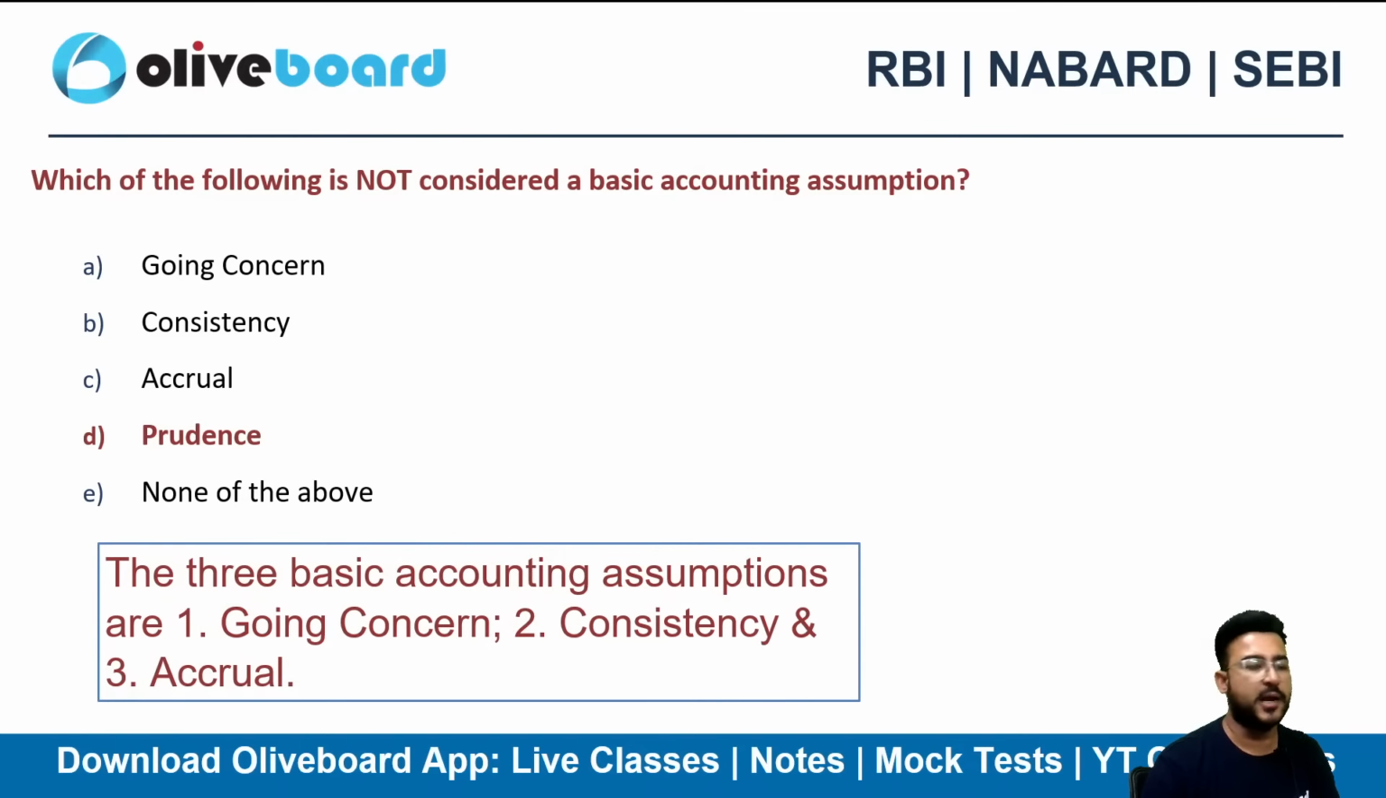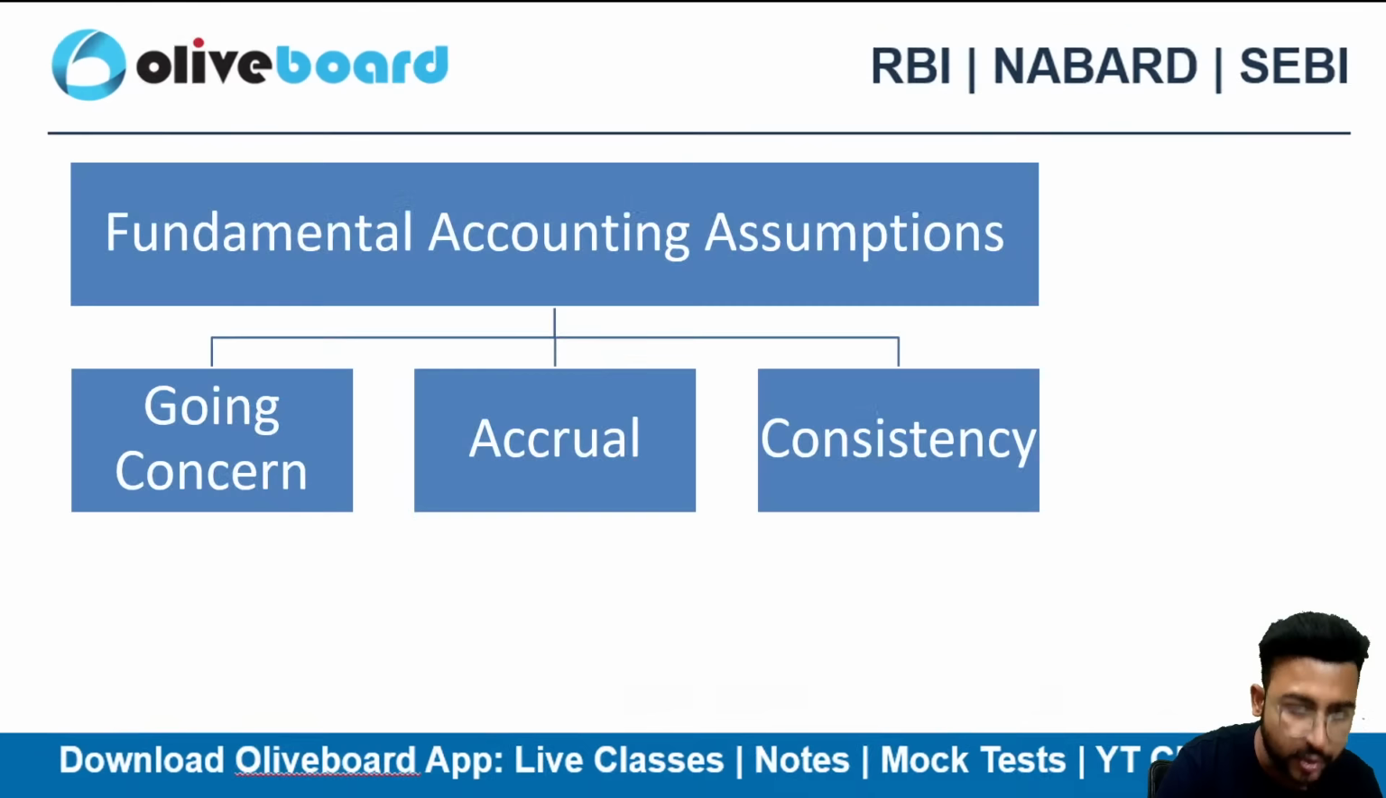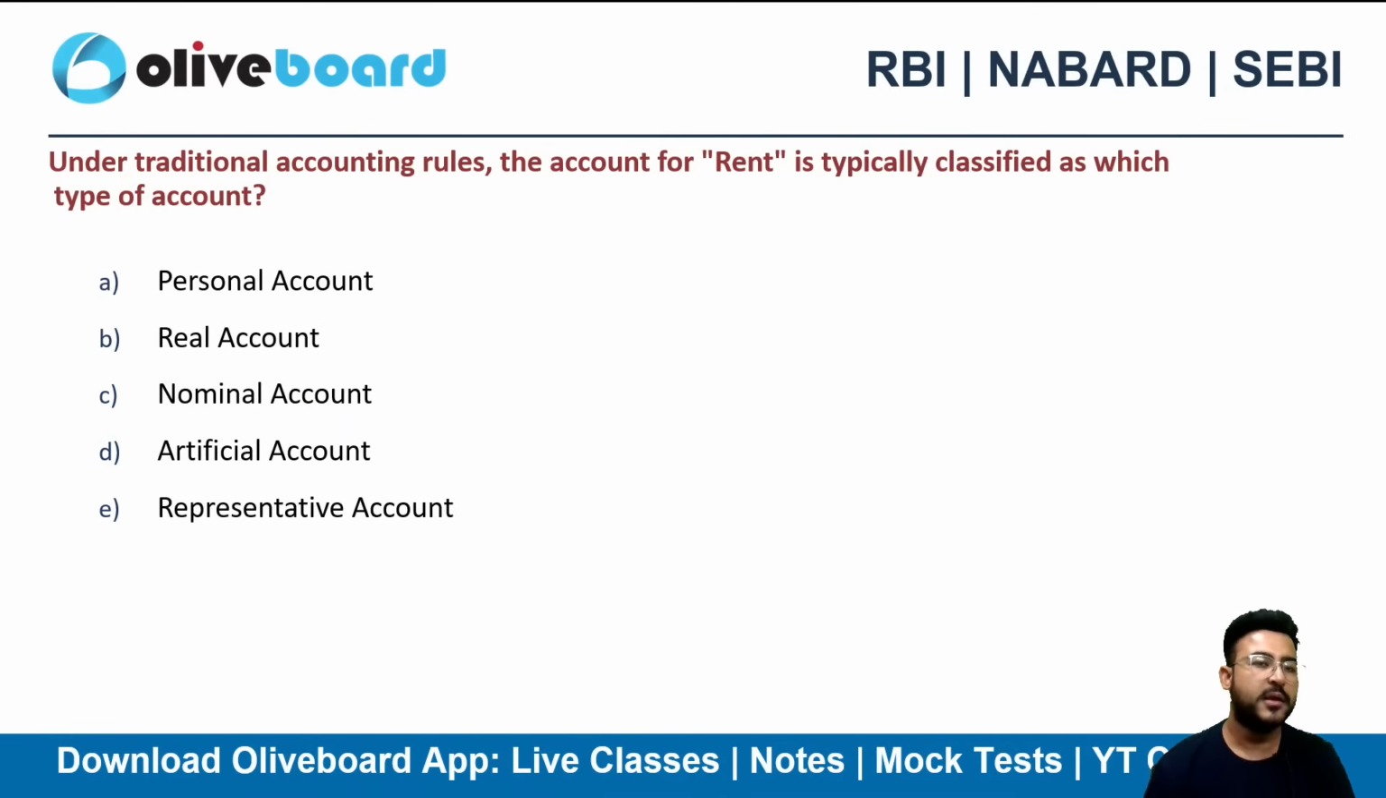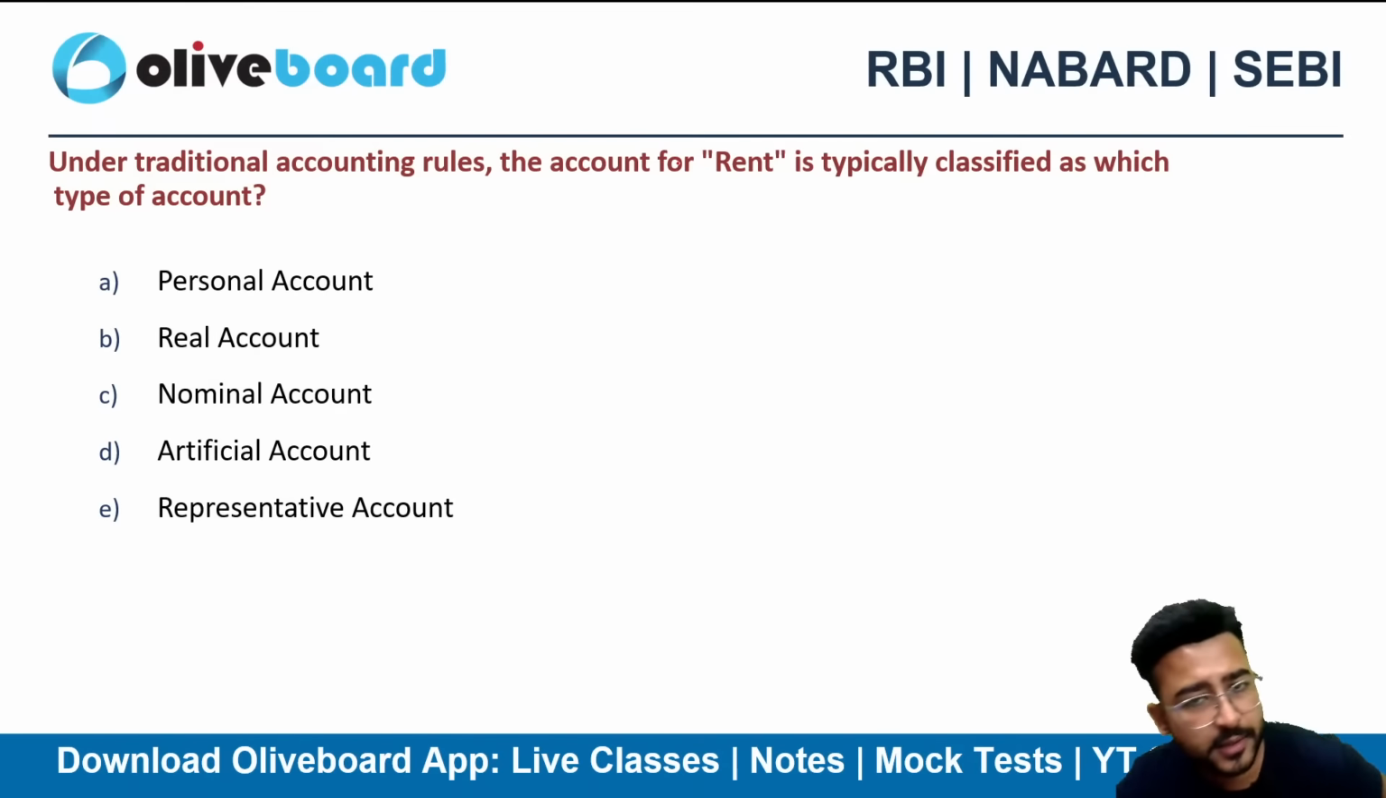Prudence. The three basic accounting assumptions are going concern, consistency and accrual only, right? These are the three fundamental accounting assumptions. Next one, under the traditional rule of accounting, what is the nature of rent account? Personal, real, nominal, artificial or representative?